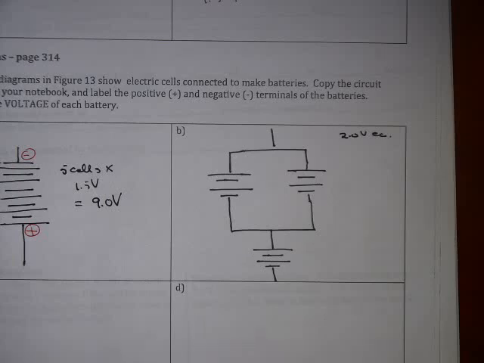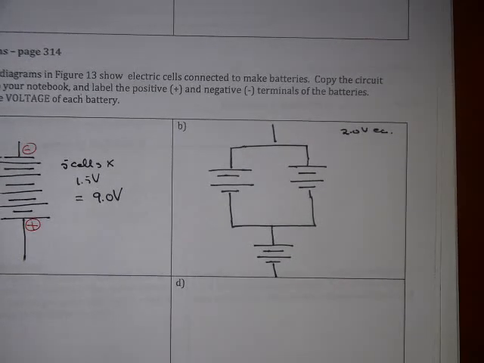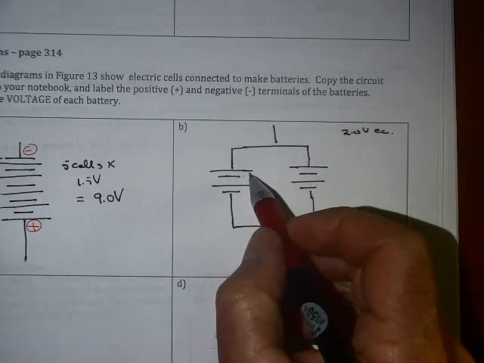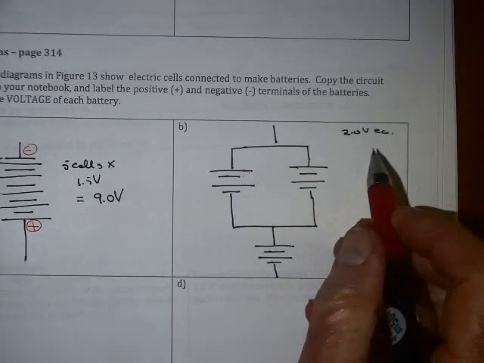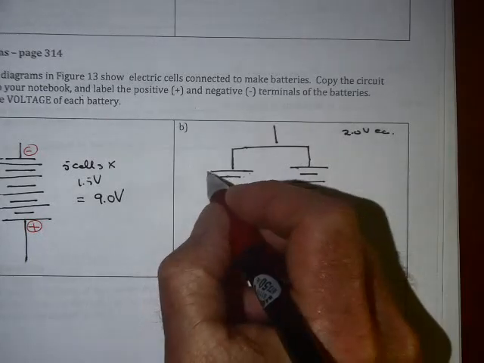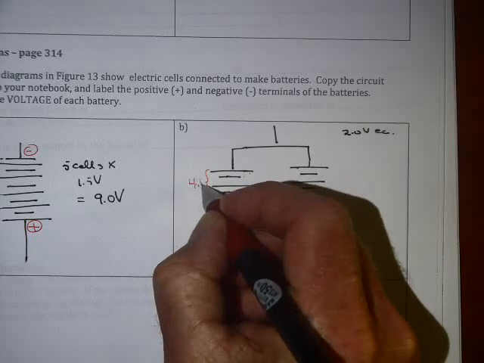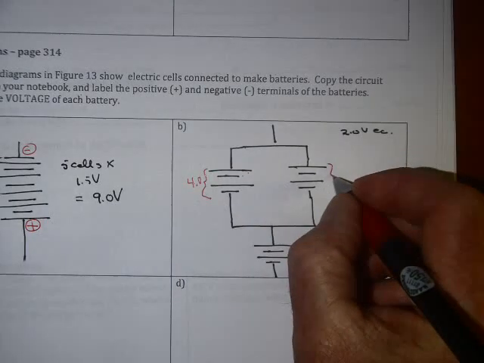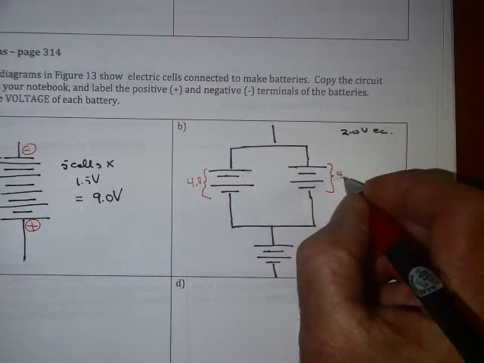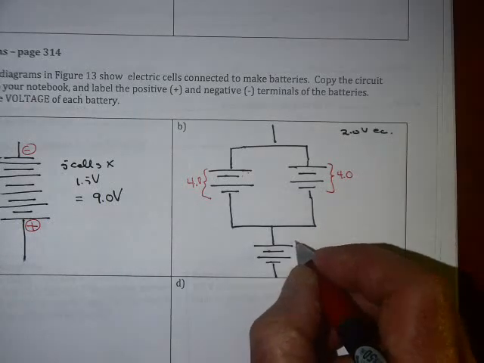Okay, so the way to deal with these ones is to identify what each battery's value is on its own. Each one of these cells in all of these cases is worth 2. So this guy total is going to be worth 4. This guy's going to be worth 4. And this guy's going to be worth 4.